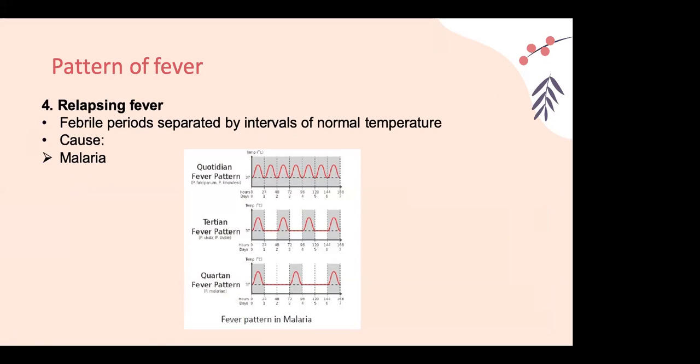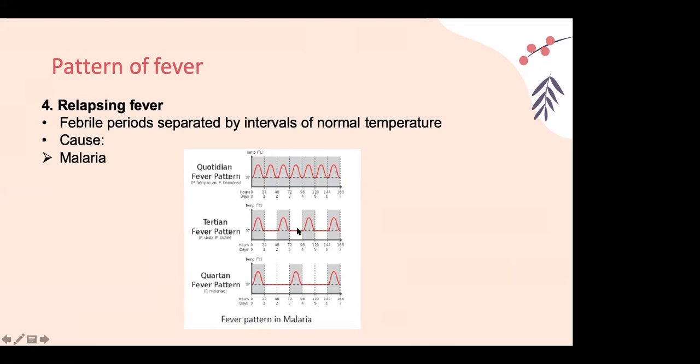Next, for relapsing fever, there are febrile periods that are separated by intervals of normal temperature. For example, it can be due to malaria. As you can see on the picture, malaria can cause tertian fever, where the fever occurs on the first and third day, so between them is afebrile.